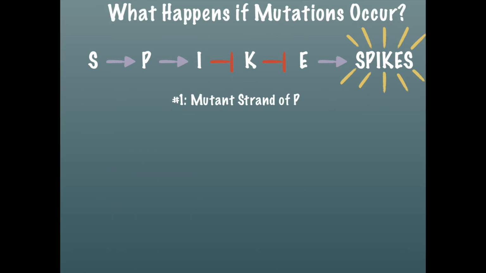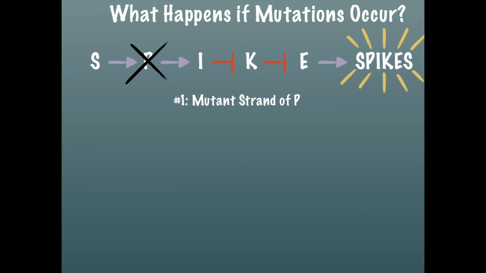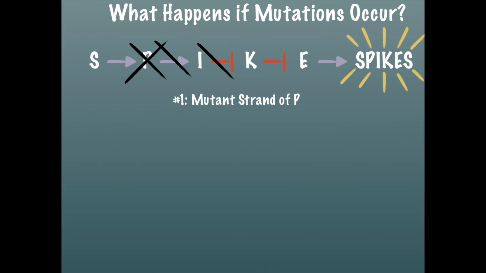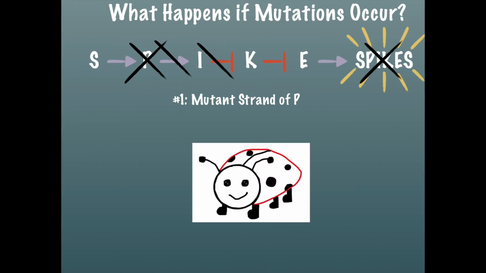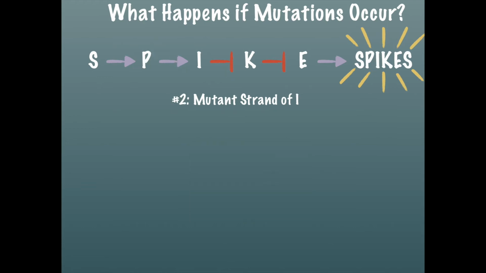Now we will cover how certain mutant strains affect our pathway by looking at a few examples. For the first scenario, we have a mutated P gene. Since the P gene is not able to function properly, the I gene will not be activated and therefore cannot repress K. This results in K repressing E and will lead to no spikes in the ectoderm, but rather a smooth appearance. In the next case, we have a mutated I gene.